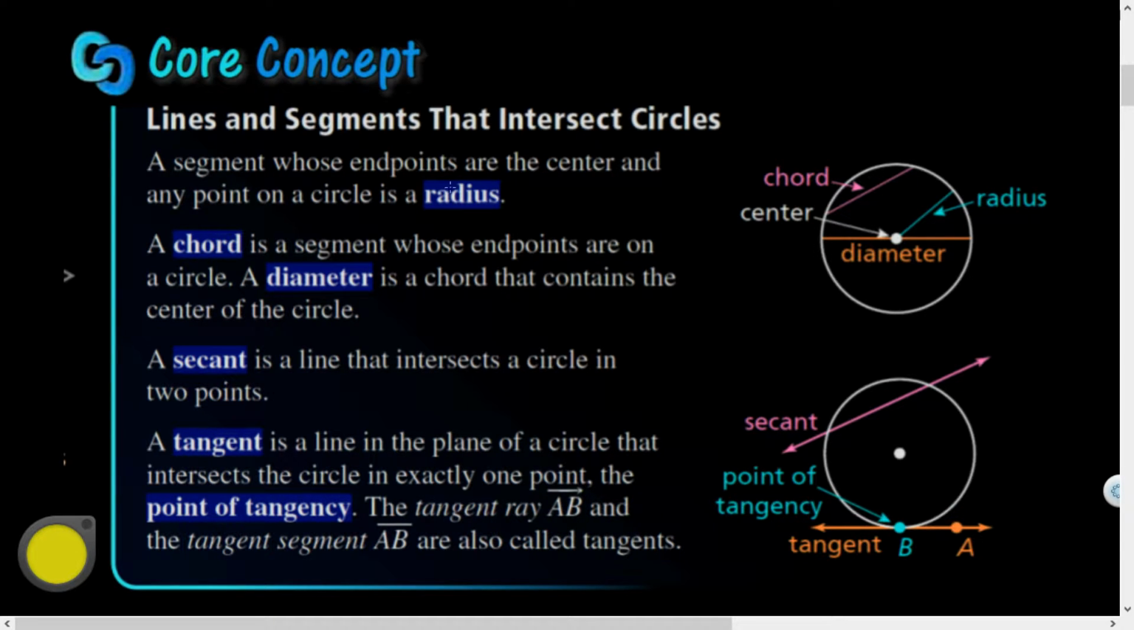A segment whose endpoints are the center and any point on a circle is called a radius, right? There's a radius. A chord is a segment whose endpoints are on a circle. So there's a chord. Lots of possibilities there. A chord that contains the center of the circle is referred to as the diameter. A secant is a line that intersects a circle in 2 points.